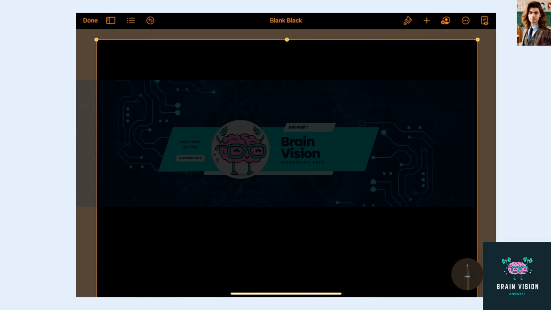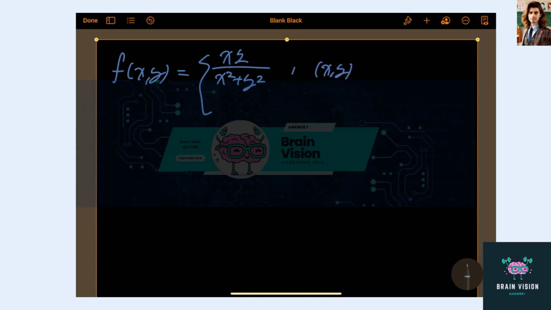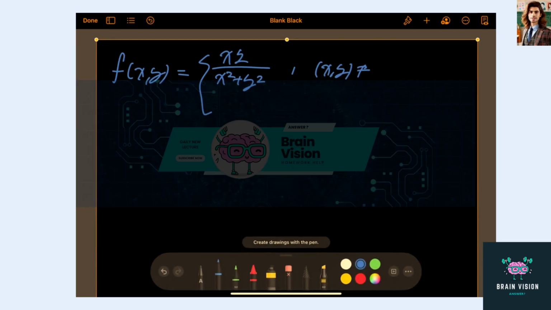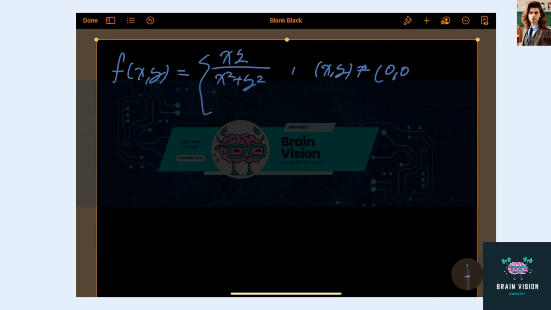Okay, so let's write out our function. This is equal to xy over x squared plus y squared when (x, y) is not equal to (0, 0), and 0 when (x, y) is equal to (0, 0).